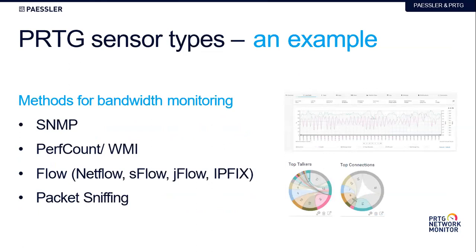If you want to do bandwidth monitoring, you can use the SNMP sensors, performance counter, or WMI sensors, or you can monitor based on NetFlow, sFlow, jFlow, and also IPFIX, so you can use the flow sensors over there. Furthermore, you can use packet sniffing to monitor your entire bandwidth, so that you can capture all the top talkers and top connections, from the router side or the firewall side, as long as your firewall or network devices support flow, such as NetFlow, sFlow, jFlow, or IPFIX.